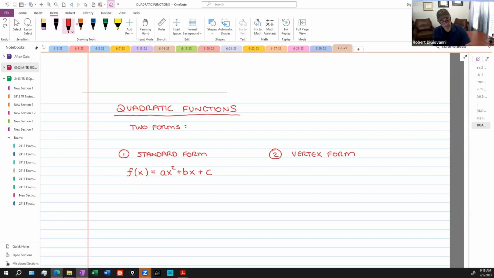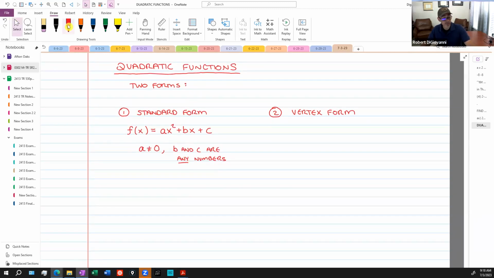Now, of course, here we have some conditions. The a can't be zero, because if a is zero, it completely kills that off, and then you don't have a quadratic anymore. So we have to have that a is not zero, and then we also have that b and c are any numbers. So it is possible for b or c to be zero. We just can't have a as zero.